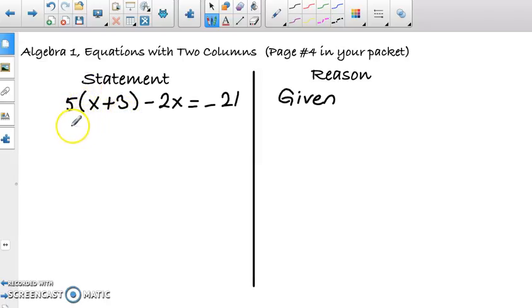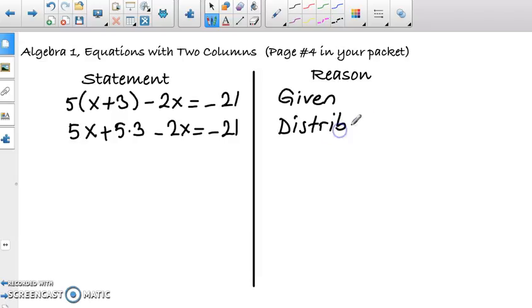So first, I multiply 5 by x, 5x. Then I multiply 5 by the second term in the parentheses. So it's going to be plus 5 times 3, and minus 2x is equal to negative 21. So what I did over here, actually, I used the distributive property of equality.